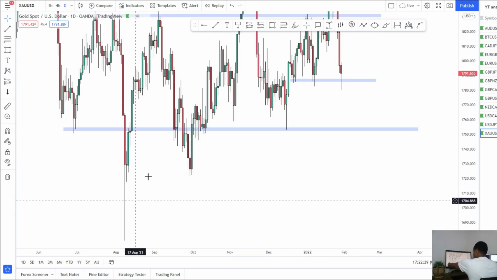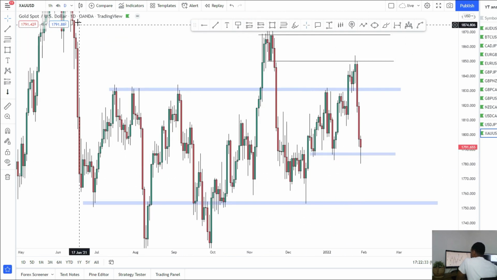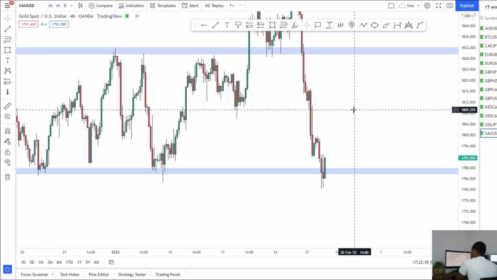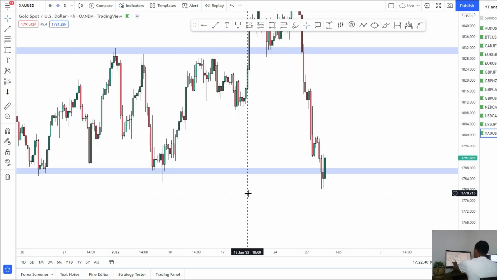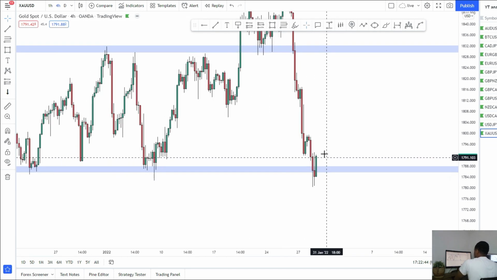I'm considering this and that move as false breaks of that support. So I'm looking for the market to come back into that. So jumping into the 4H time frame, like I said, I'm expecting to see some retracement because it is an important level, and gold has seen a lot of downside, so naturally you do expect retracement.